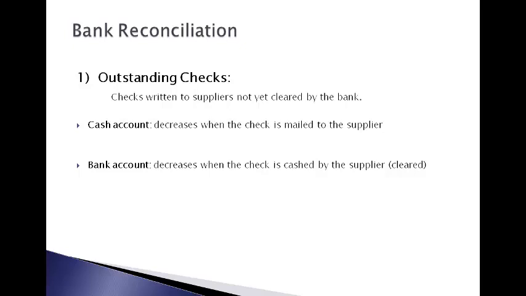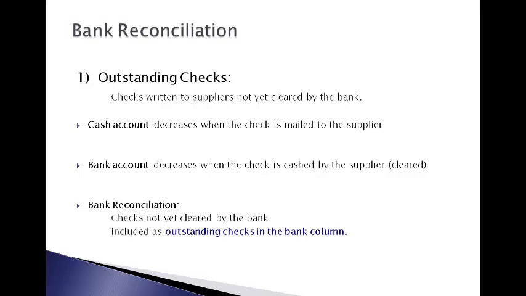Outstanding checks are checks the company has written and sent to suppliers that have not yet been cleared by the bank. The accountant compares all checks written to all checks cleared or deducted from the account by the bank. Checks not yet cleared by the bank are included as outstanding checks in the bank column on the bank reconciliation.